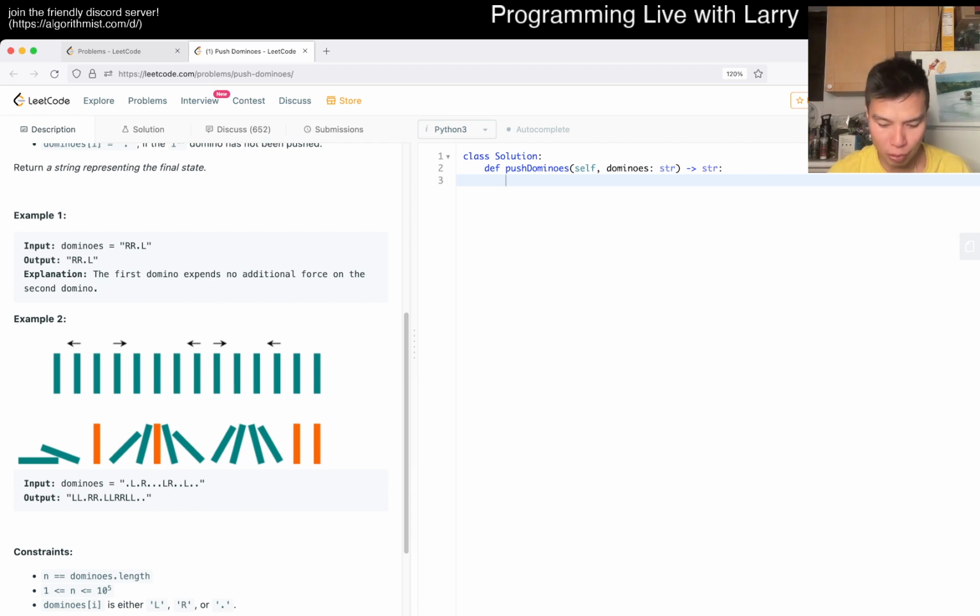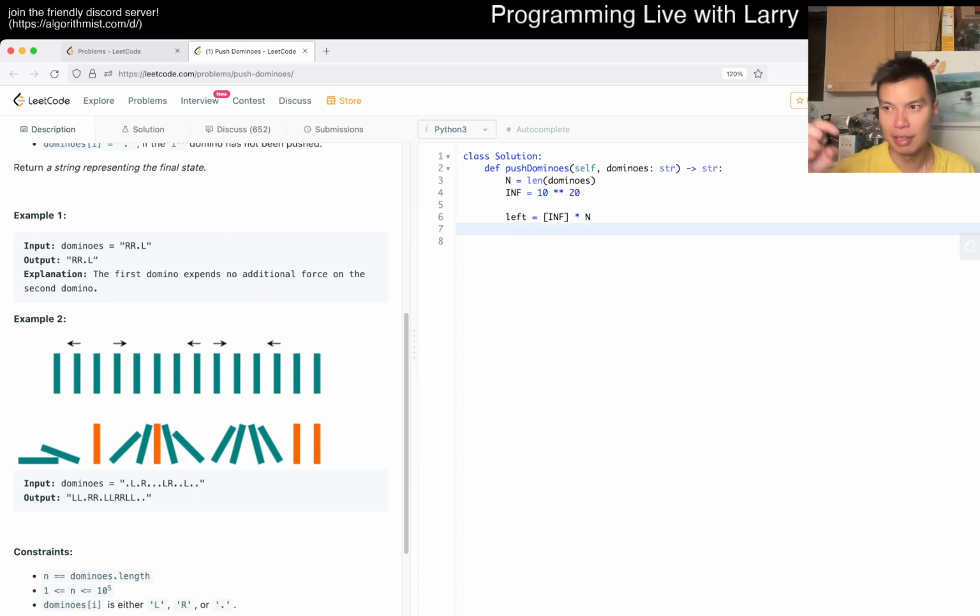Basically what we want to do is, let's say we have n is equal to length of dominoes, then left is equal to, say, infinity times n. I always say infinity is equal to 10 to the 20, works mostly for me. And then now we go from right to left because we're going to see the closest, from right to left. And this is actually similar to the Q3 of the contest, if you did that one, where you just pre-calculate the closest one. Maybe I misremember that one though. Something similar to that in any case. So yeah.